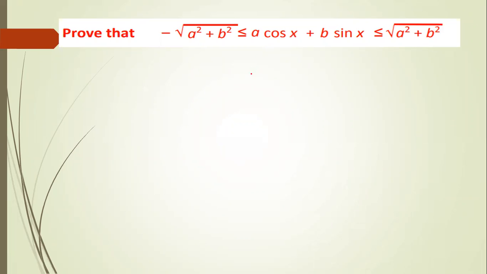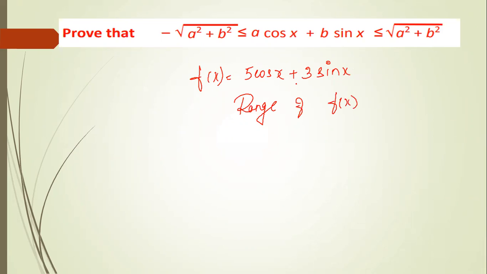So if you have something in the form 5 cos x plus 3 sin x, some function f of x is equal to 5 cos x plus 3 sin x, and they ask you to find the range of f of x, how will you find it? What is range? Range is nothing but the interval of answers you get. When you put an x, what answer does f of x give, from where to where does it lie, what will be the minimum value, what will be the maximum value, that is nothing but the range.